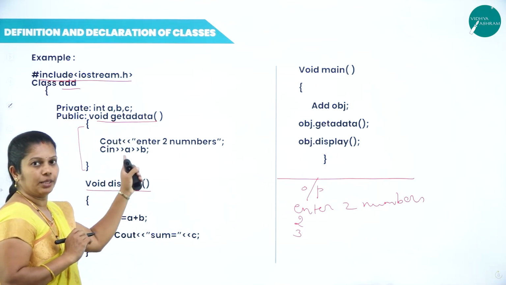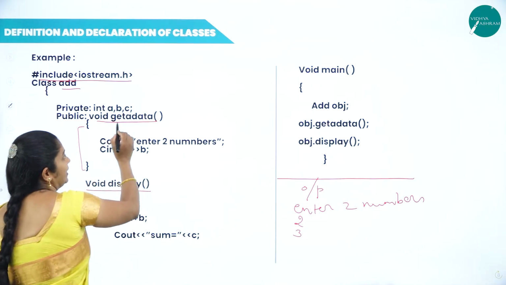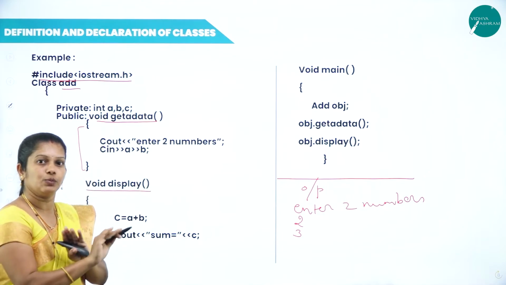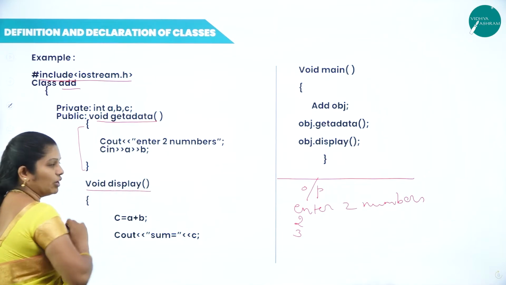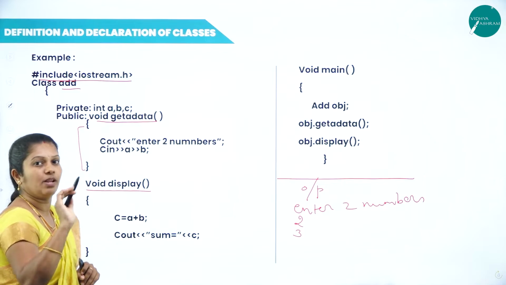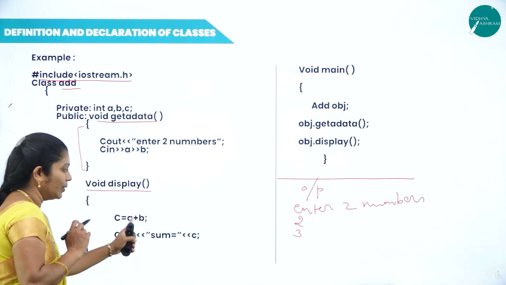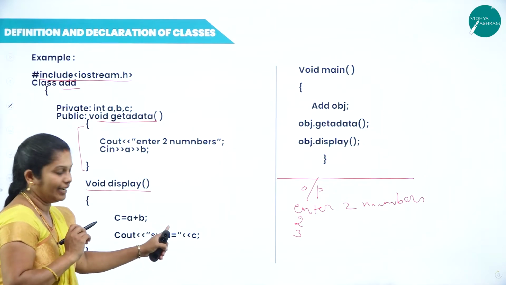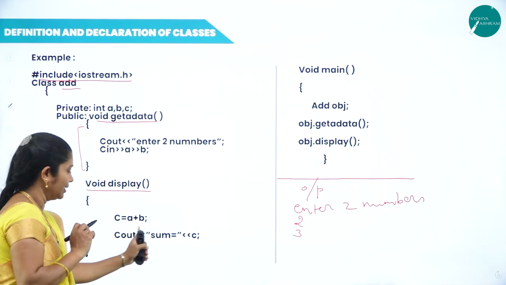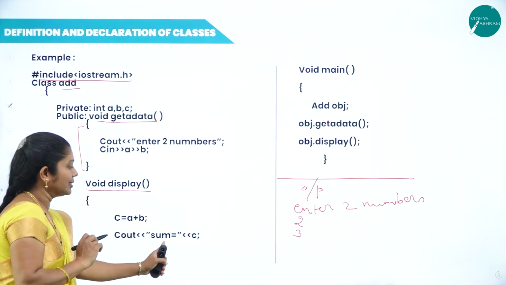Two values we are inputting here. That is the getData function, for input purpose, we are done. Then one more function we are taking, what? The display function. In this display function we are calculating C equals A plus B. Then we will display the result, that is cout sum equals.